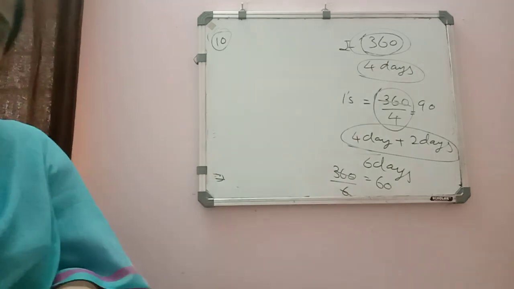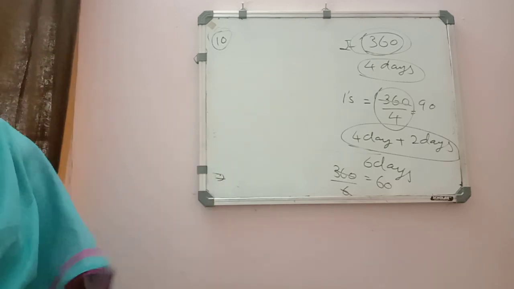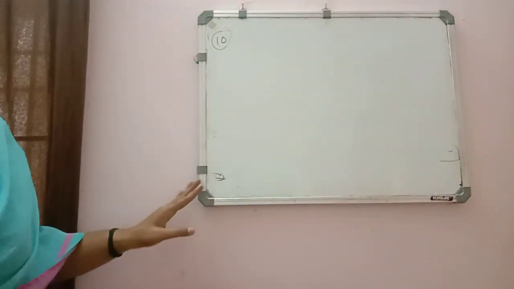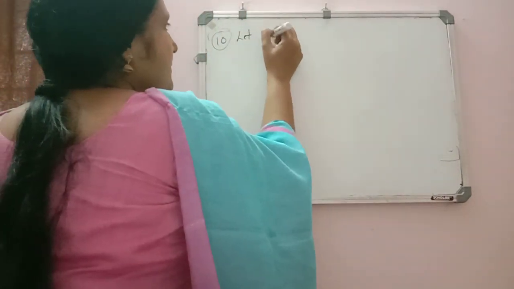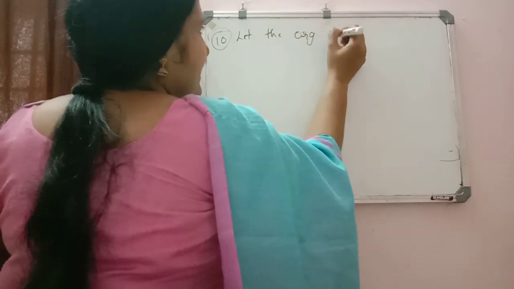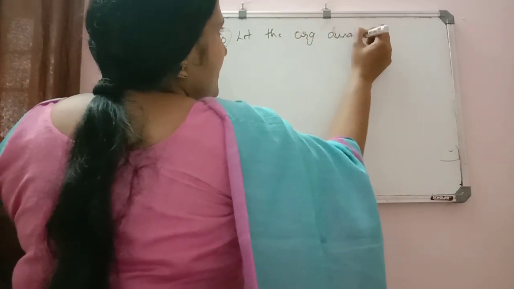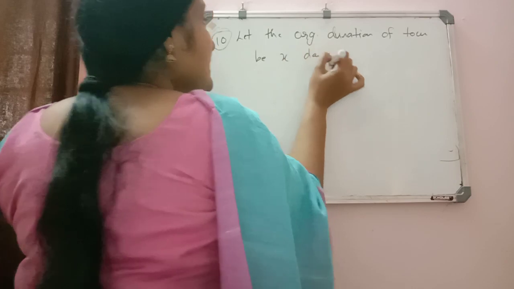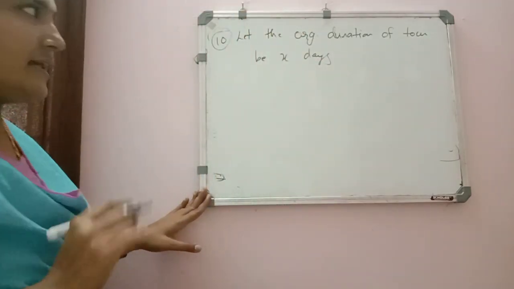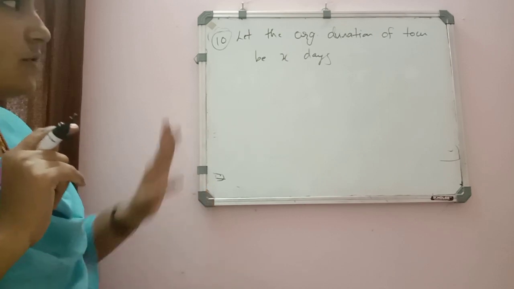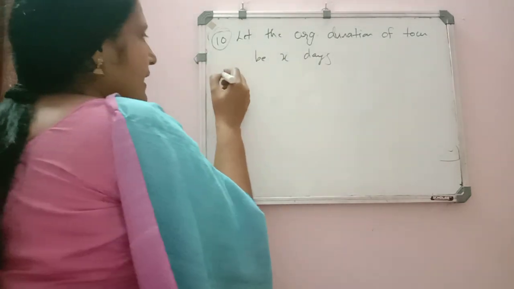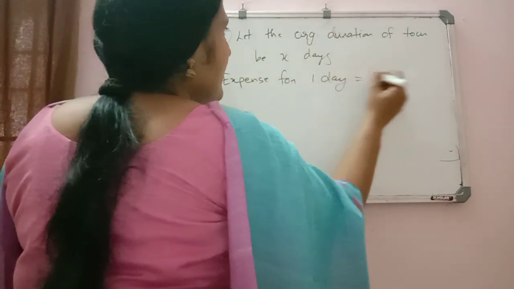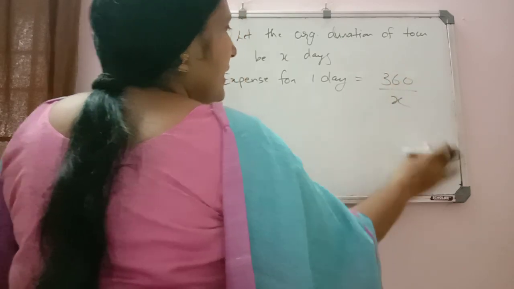Now you just check the question. We have to calculate the original duration of the tour. So let the original duration of the tour be x days, with 360 rupees in your hand. Then how much can you spend for 1 day? Original duration is x days, so the expense for 1 day will be equal to 360 by x.